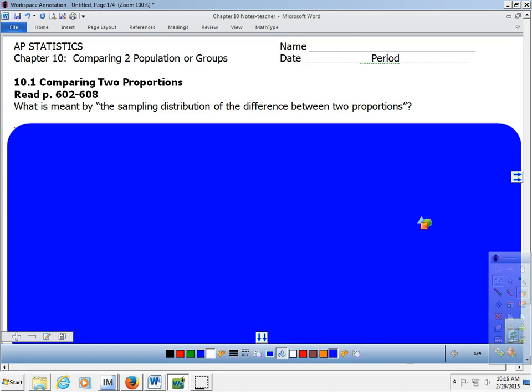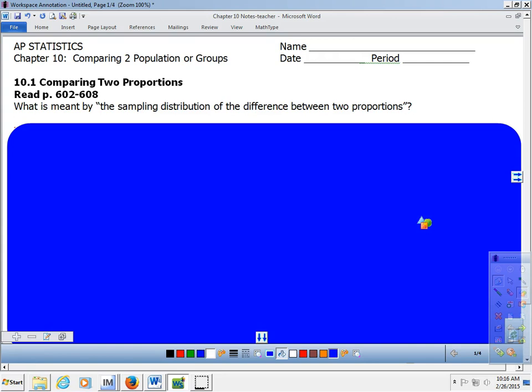different groups. The good news, as I mentioned in class, is that a lot of what we're going to do with two groups looks a whole lot like what we do with just one group or one proportion or one mean. So not too much of a stretch here, but we'll talk about those differences. And so, first question, what is meant by the sampling distribution of the difference between two proportions?